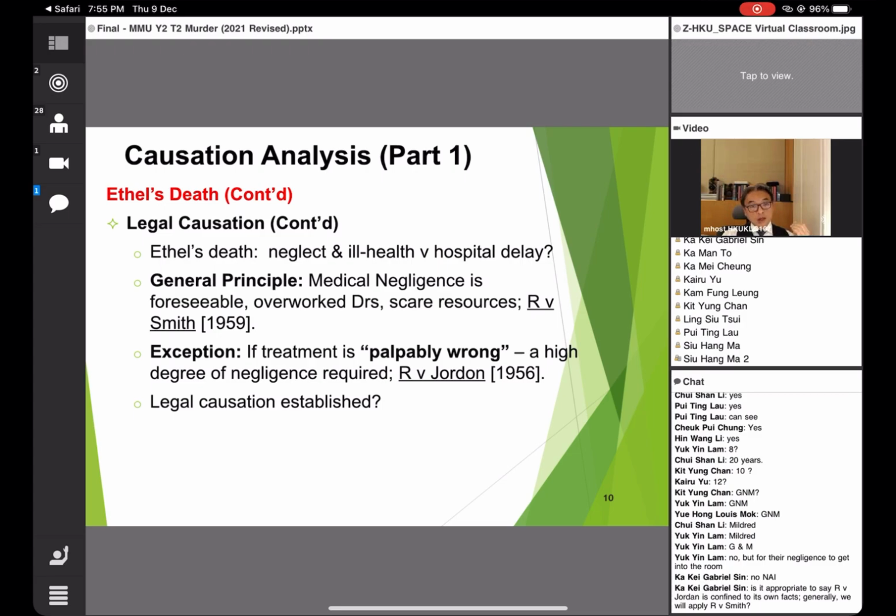R v Smith, I would say, would be the traditional argument. Most of the time, if there's nothing unusual, unless you have palpably wrong treatment, R v Smith would be the mainstream case that you would use. Only if you are given some sort of additional information, where you may suspect the existence of palpably wrong treatment, then you would say R v Jordan. Okay, Gabriel, is that all right?